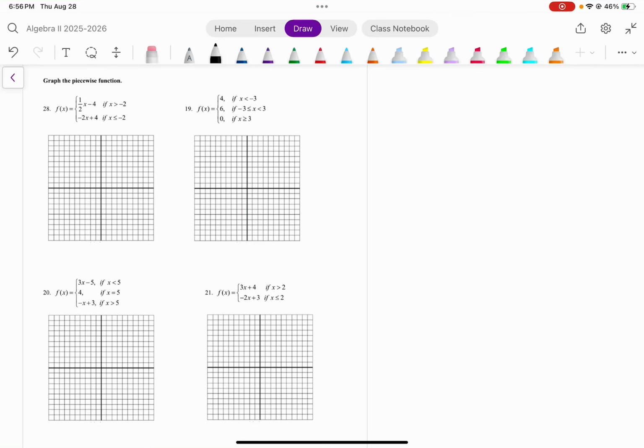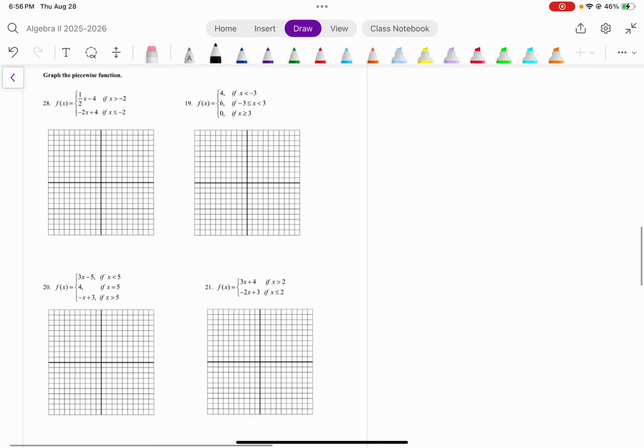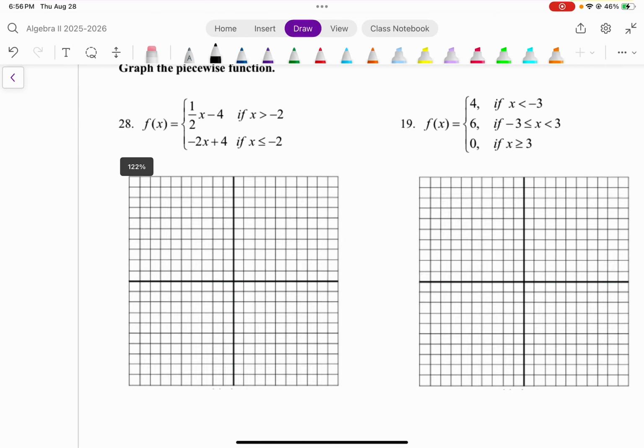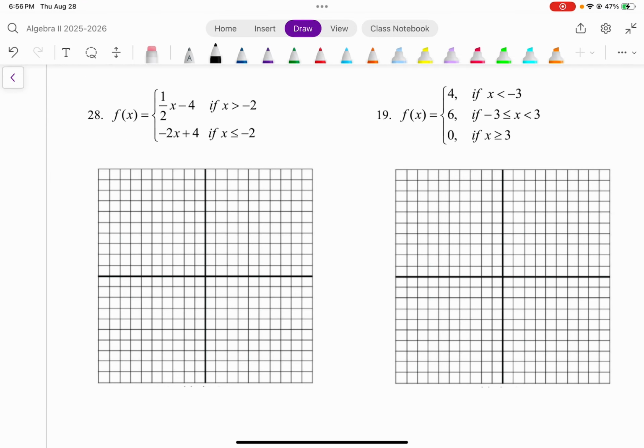This video is going to be going over numbers 28 and 21. These are numbered a little funky here. For number 28, we have a piecewise function with two different equations. This one on the top, we have x is greater than -2, meaning this equation is going to start at -2 and is going to go to the right.